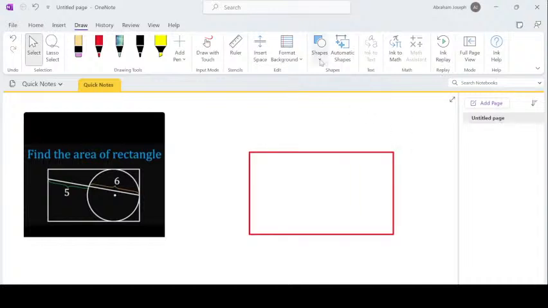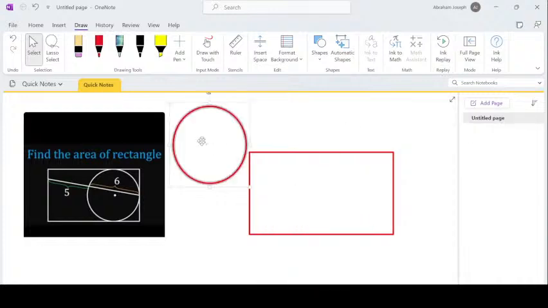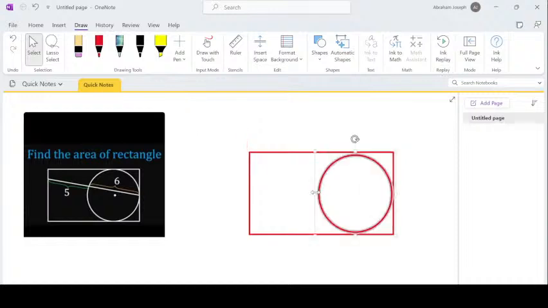So I need a circle. I'm going to draw my inscribed circle in the rectangle. So I hope this helps out. Okay, so that is my circle. I want to ensure that the circle is actually inscribed. I think I should increase the size a bit.